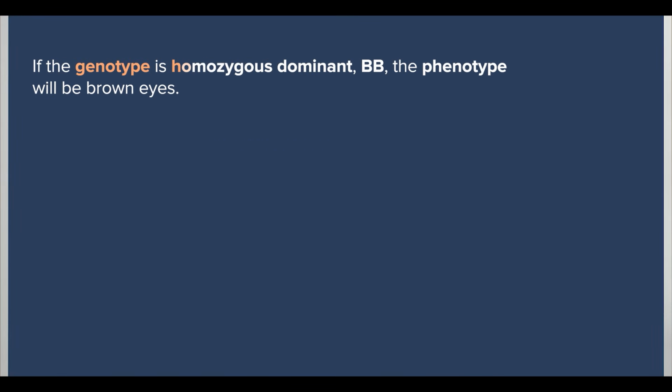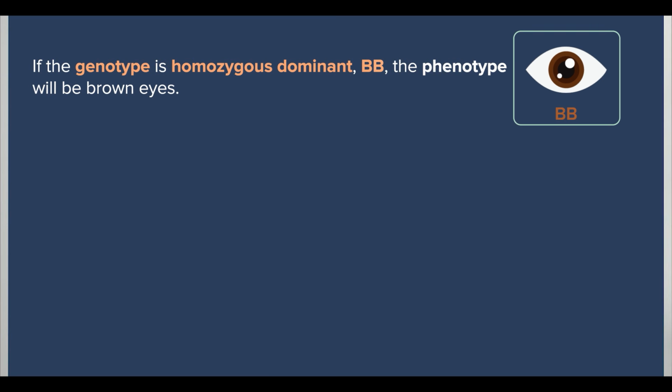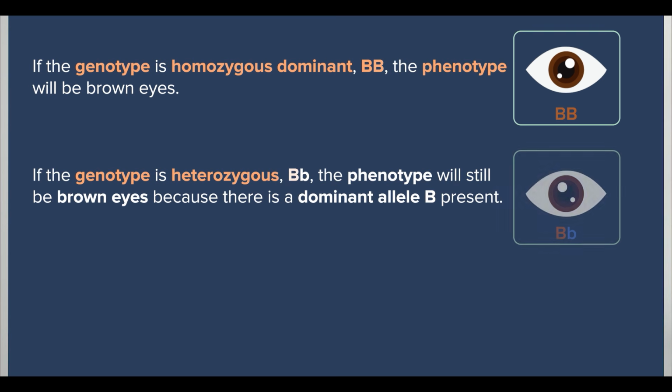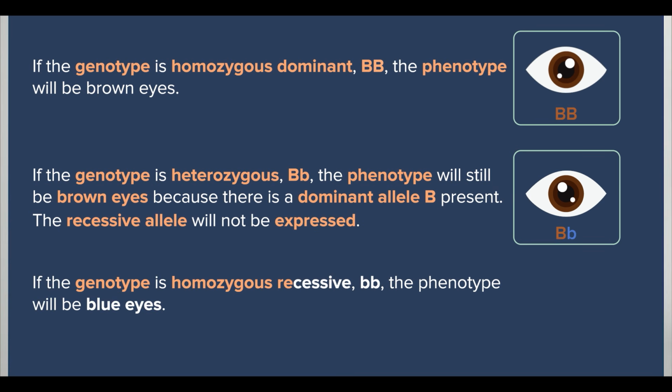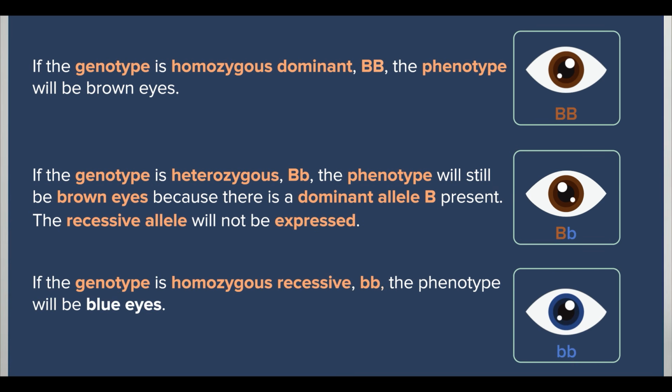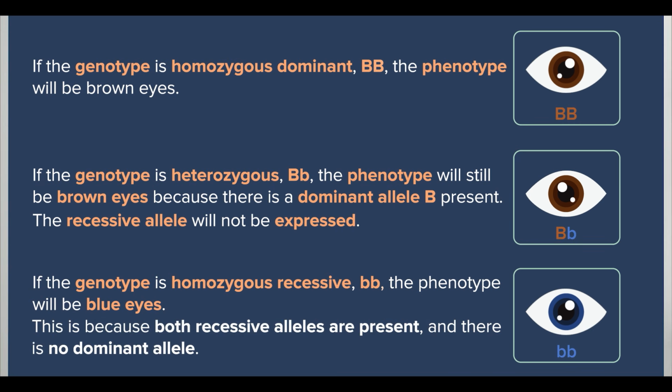If the genotype is homozygous dominant, BB, the phenotype will be brown eyes. If the genotype is heterozygous, Bb, the phenotype will still be brown eyes because there is a dominant allele B present. The recessive allele will not be expressed. But if the genotype is homozygous recessive, bb, the phenotype will be blue eyes. This is because both recessive alleles are present and there is no dominant allele.